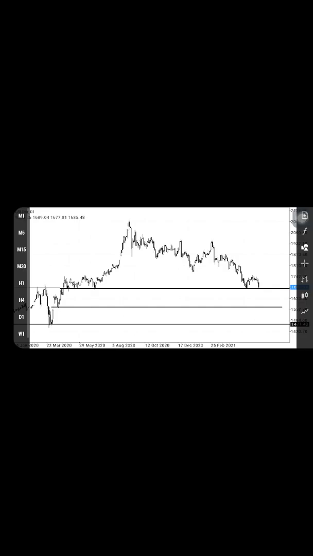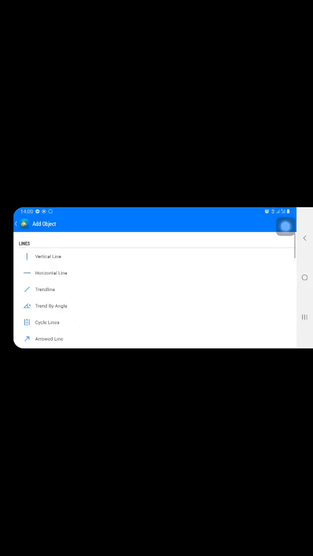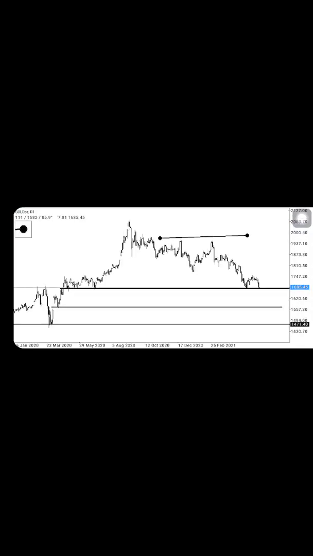For the higher highs, we'll be looking at right here. We'll be looking at it right there. That's also a zone that price needs to go and break.